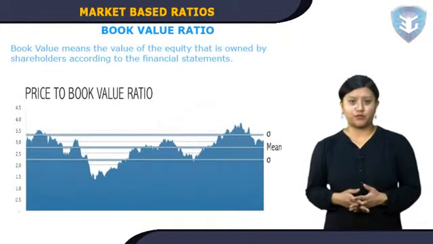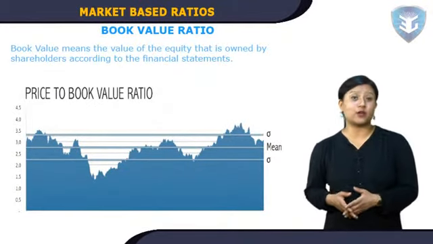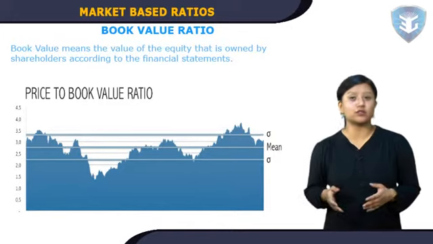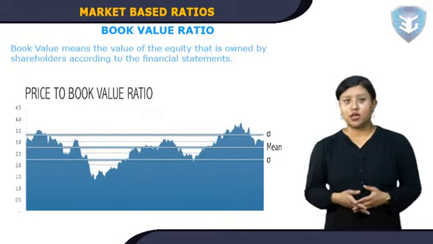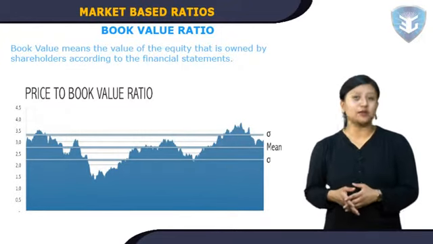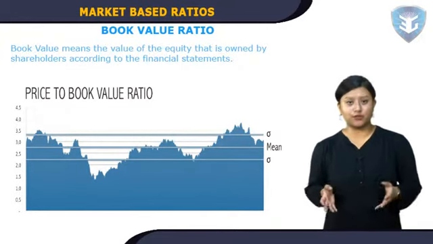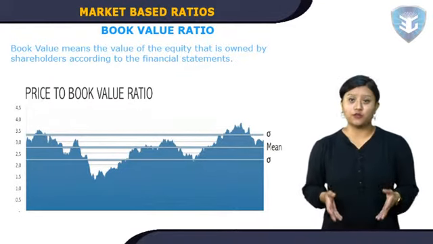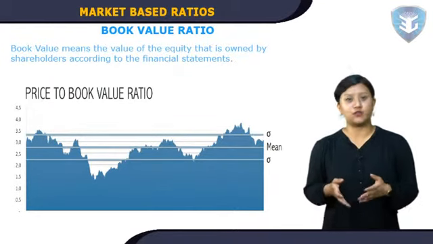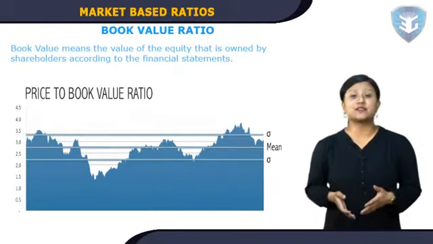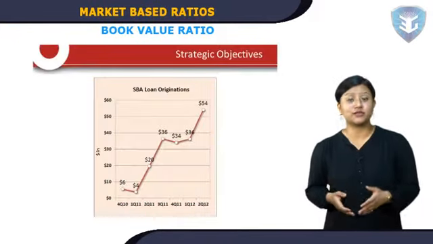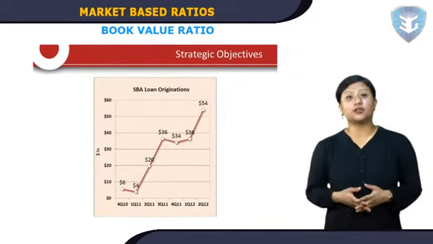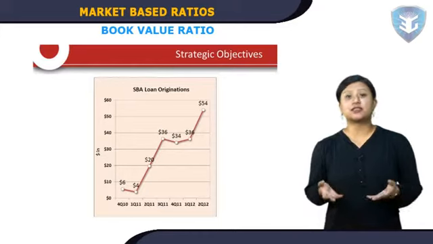Book value ratio. Book value means the value of the equity that is owned by shareholders according to the financial statements. Book value is calculated from the balance sheet. Book value is usually shown directly on the balance sheet as the total equity value. Usually the total equity or the book value is a subtotal that adds up the value of the original common share dollars invested in the company at the IPO and any secondary offerings, including amounts received for warrants and options, plus retained earnings.